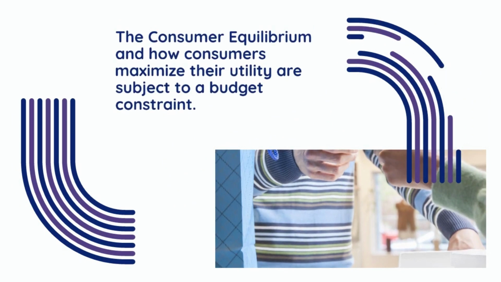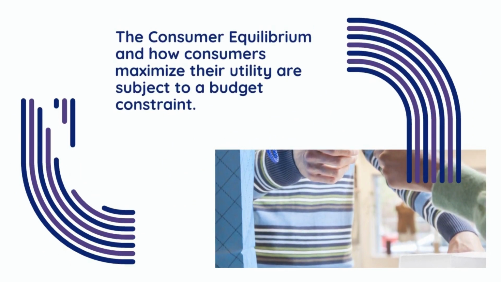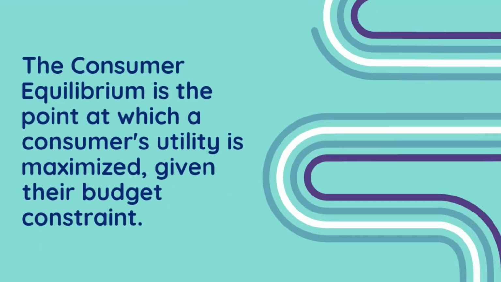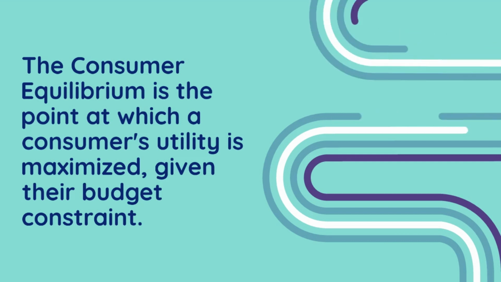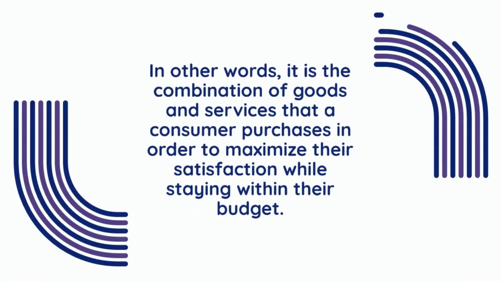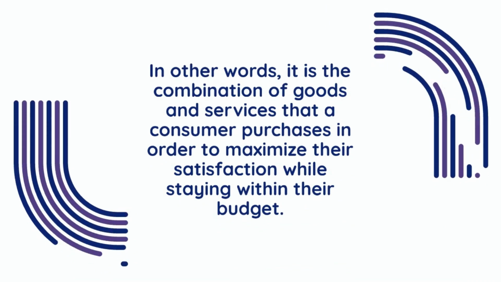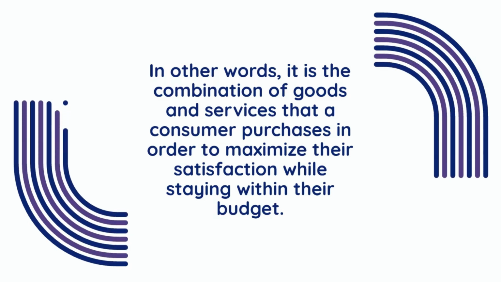The consumer equilibrium and how consumers maximize their utility are subject to a budget constraint. The consumer equilibrium is the point at which a consumer's utility is maximized, given their budget constraint. In other words, it is the combination of goods and services that a consumer purchases in order to maximize their satisfaction while staying within their budget.